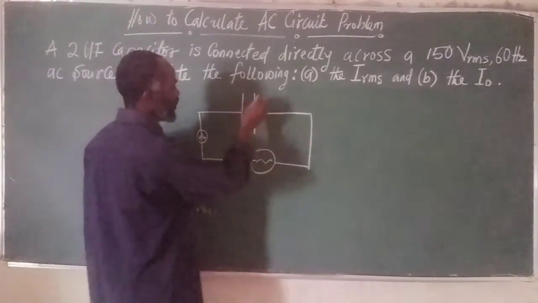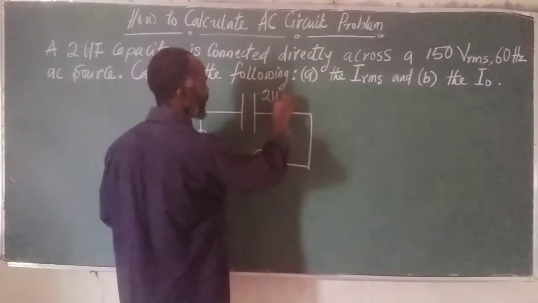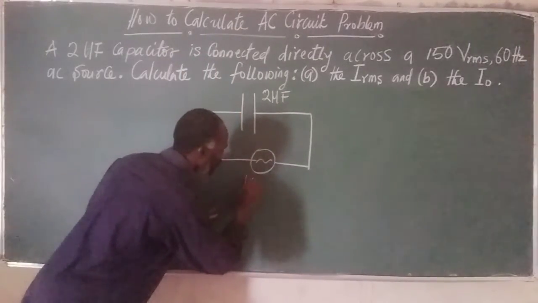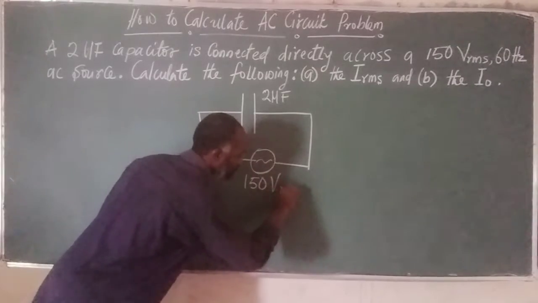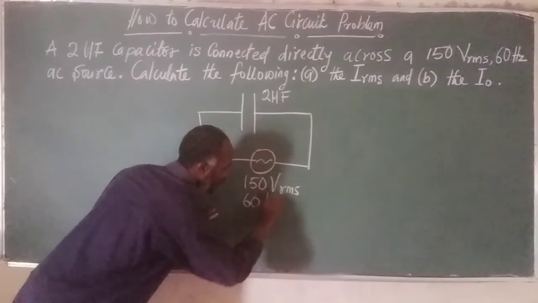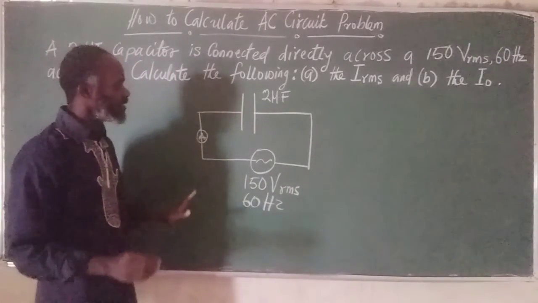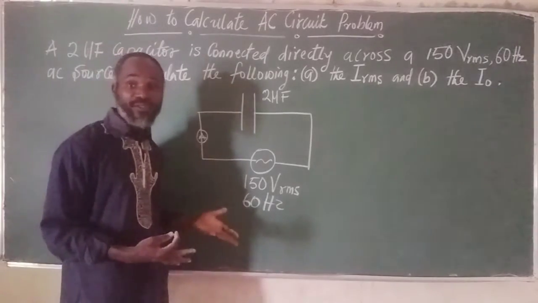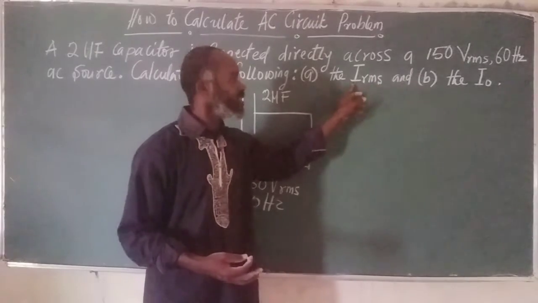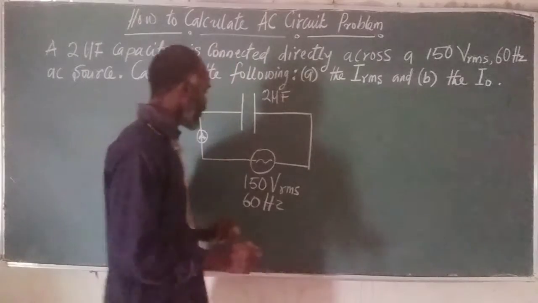This is 2 microfarad worth of capacitor, right? And then the source here is 150 volts root mean square, and we have 60 Hz, the frequency. So we have this, and this is very good. This will help us to calculate these parameters, the root mean square value of current and the peak value of current. Very simple.